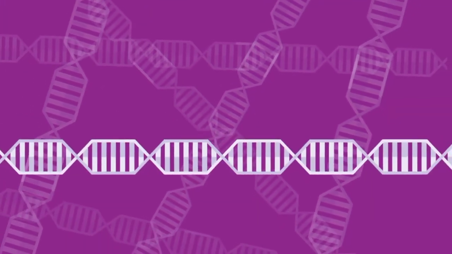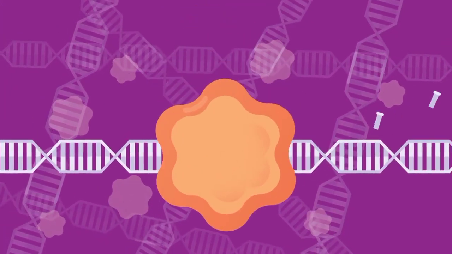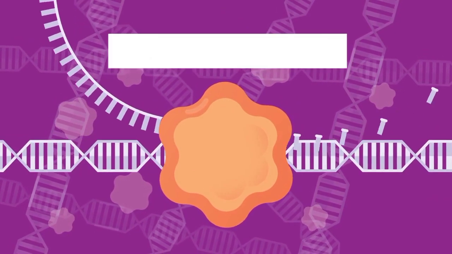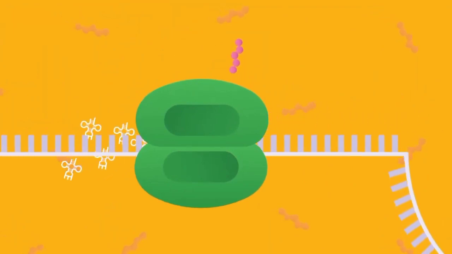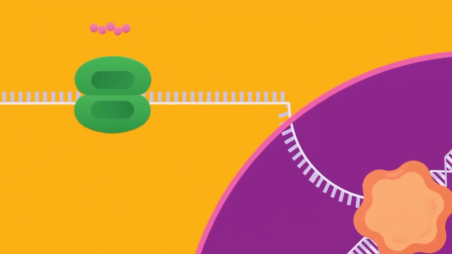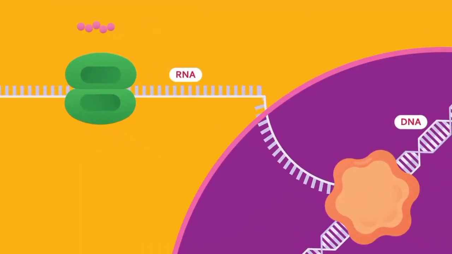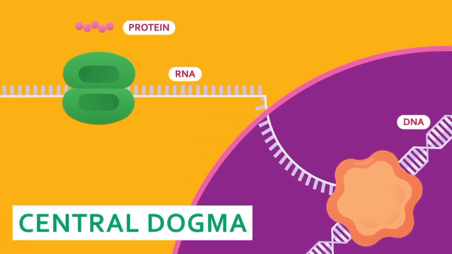DNA has a recipe for synthesizing proteins. DNA synthesizes RNA, or ribonucleic acid, by a process called transcription. It is further translated into proteins by a process termed translation. The explanation of DNA conversion into RNA, and finally RNA into proteins, is called the central dogma.